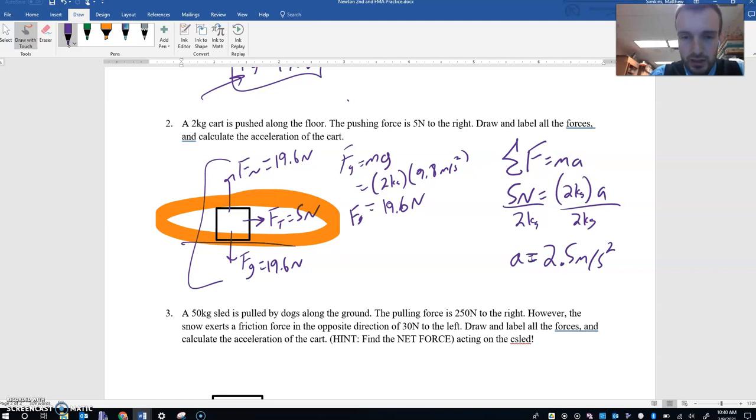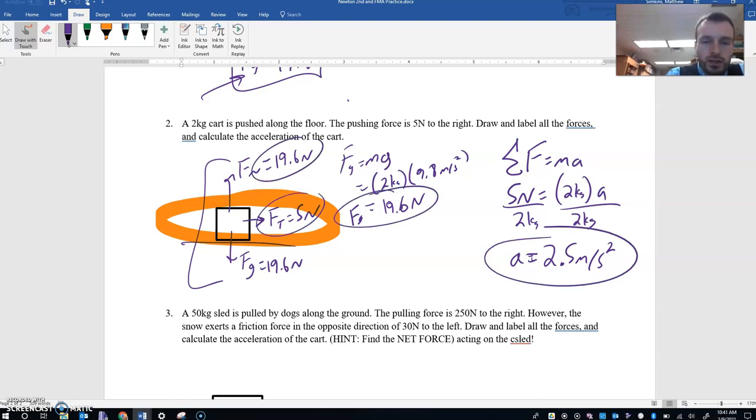That would be the rate of acceleration that a 2 kilogram cart experiences as a result of a 5 Newton push to the right. So there's that, there's that, there's that. Yeah, good. We labeled all our forces. All right, we're good to go. We got all our answers in there.